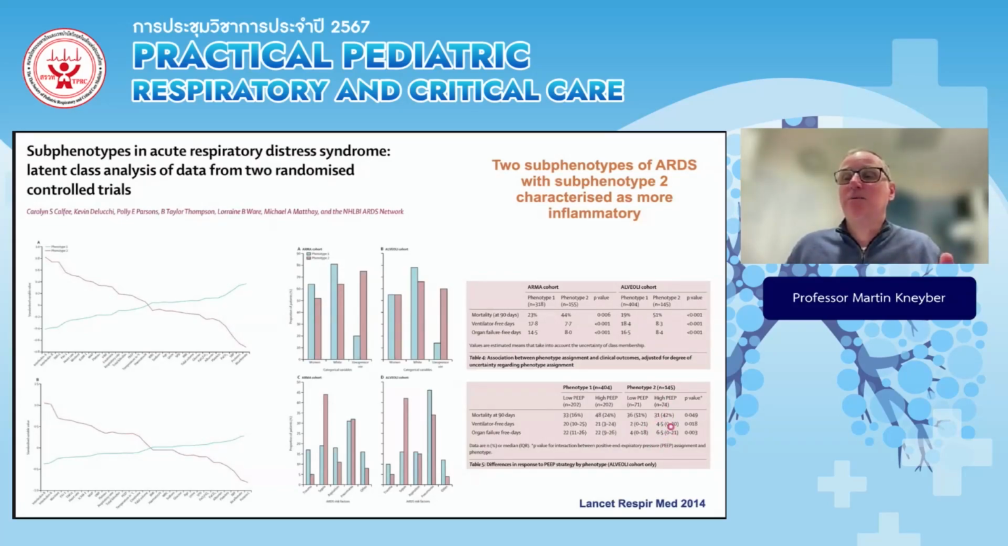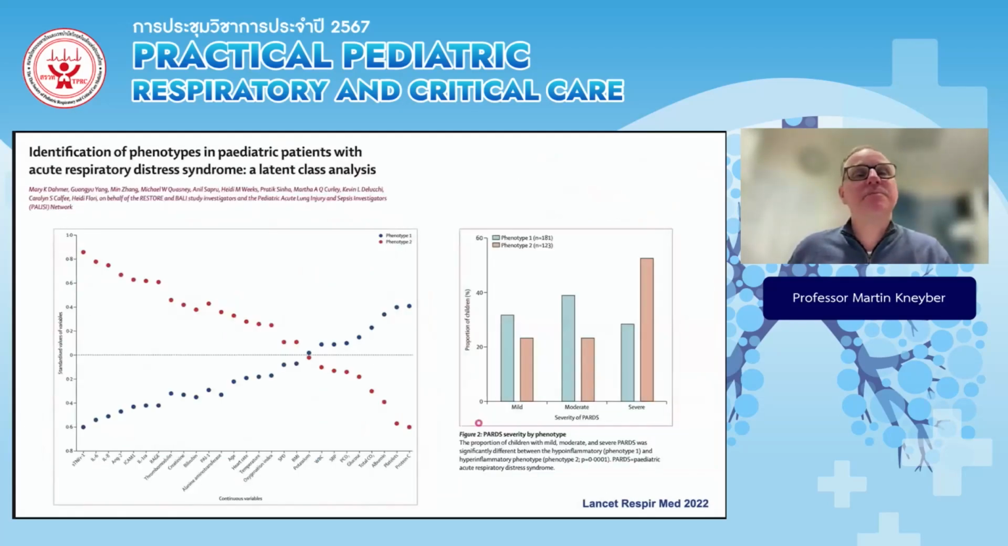So there were more ventilator-free days, more organ failure-free days, and lower mortality when patients with a hyperinflammatory phenotype were randomized to a higher level of PEEP. So the phenotype that you have drives the response to a specific intervention and ultimately drives your outcome.